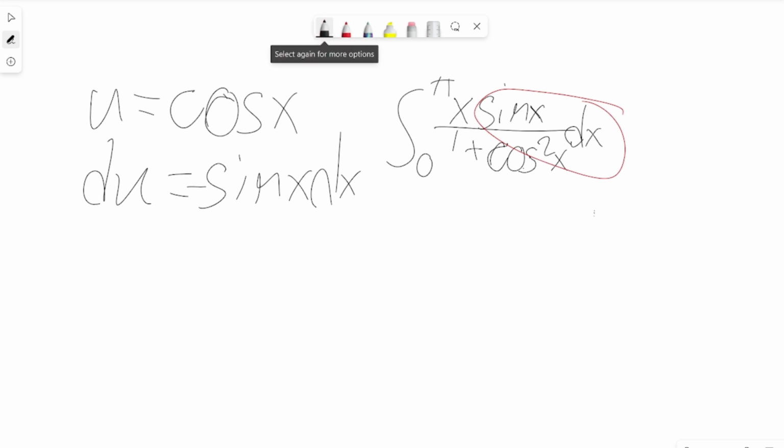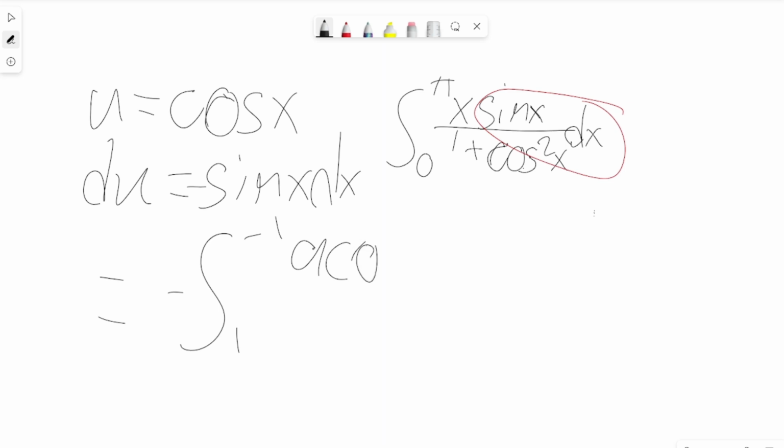So now, just time to change our limits here. What's the cosine of 0? Cosine of 0 is 1. Cosine of pi is minus 1. So then that's going to be minus the integral from 1 to minus 1 of the inverse cosine of u divided by 1 plus u squared du.